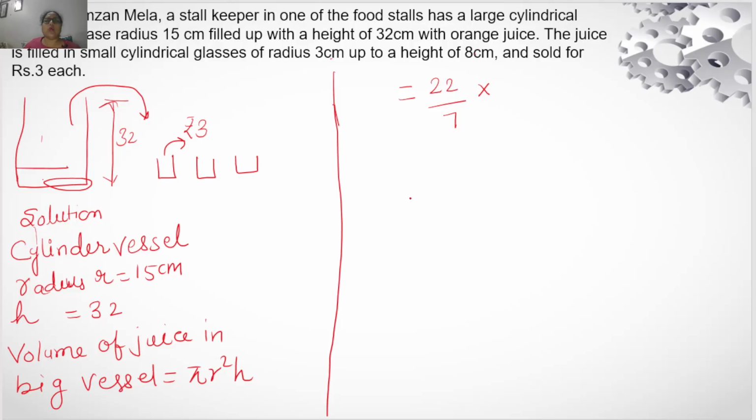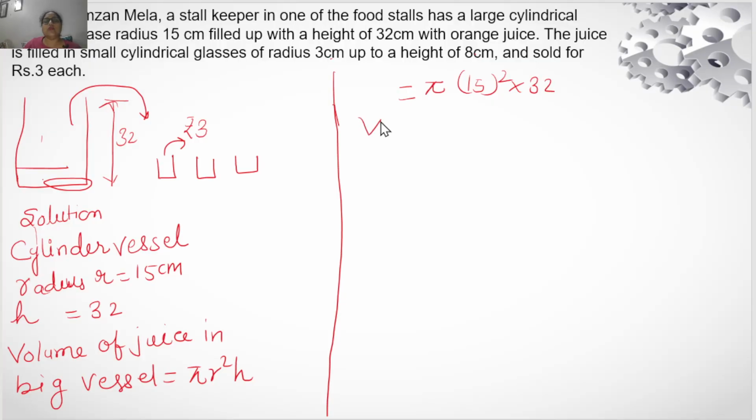One more thing I always want to say: if you see the data, 15 and 32, they are not divisible, so finally we need to do the division. So don't put the value of pi right now. I'm just going to put the value of radius and height. Just keep pi as it is, 15 square into 32.